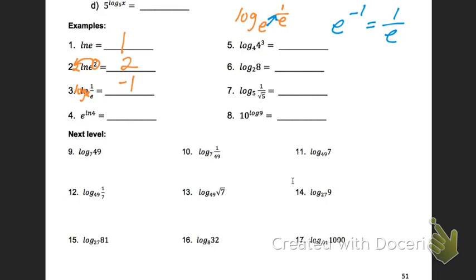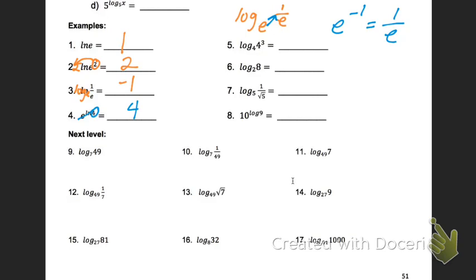Number 4, e to the ln of 4. What do we think about that? Is that where you take the 4 and take it out? Yep, so e and ln will cancel out. You're just left with 4.